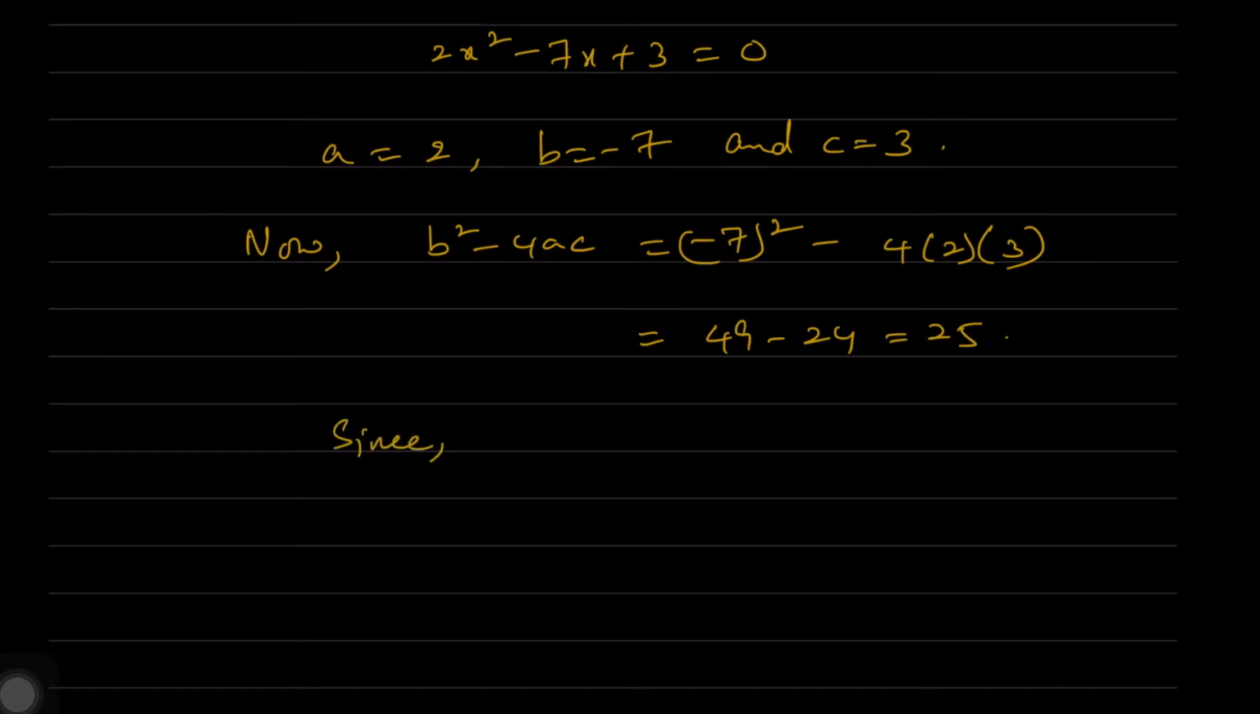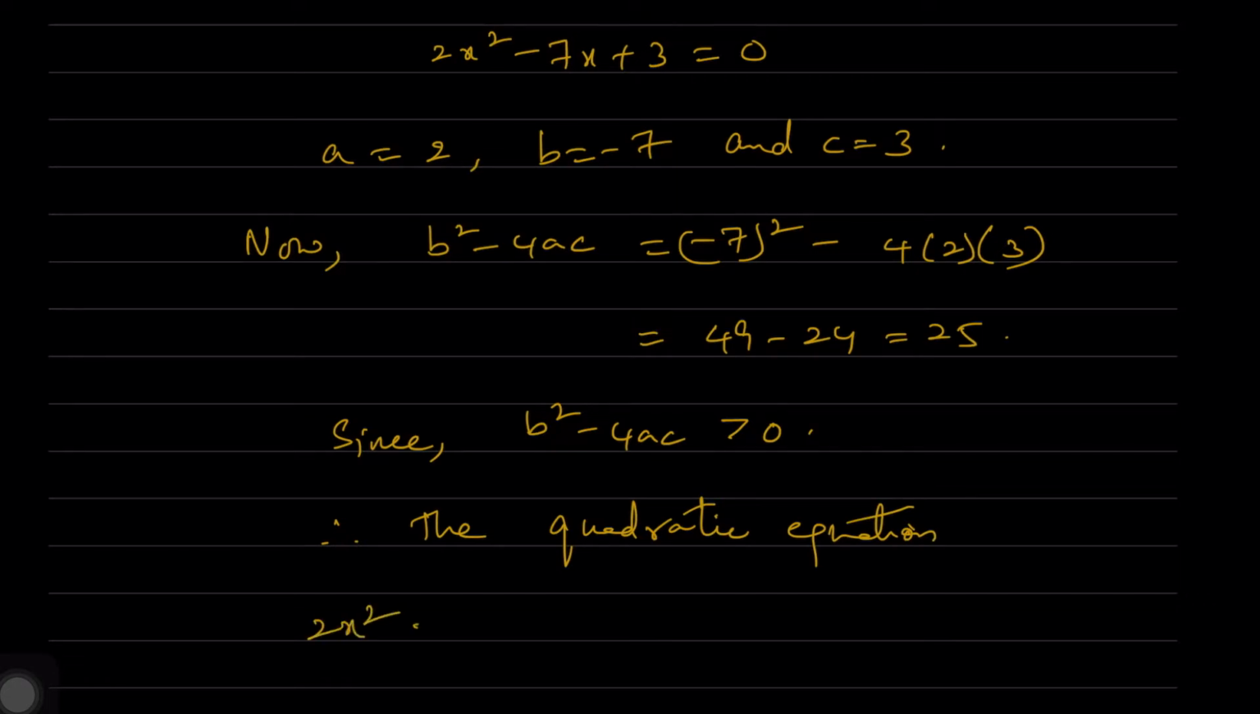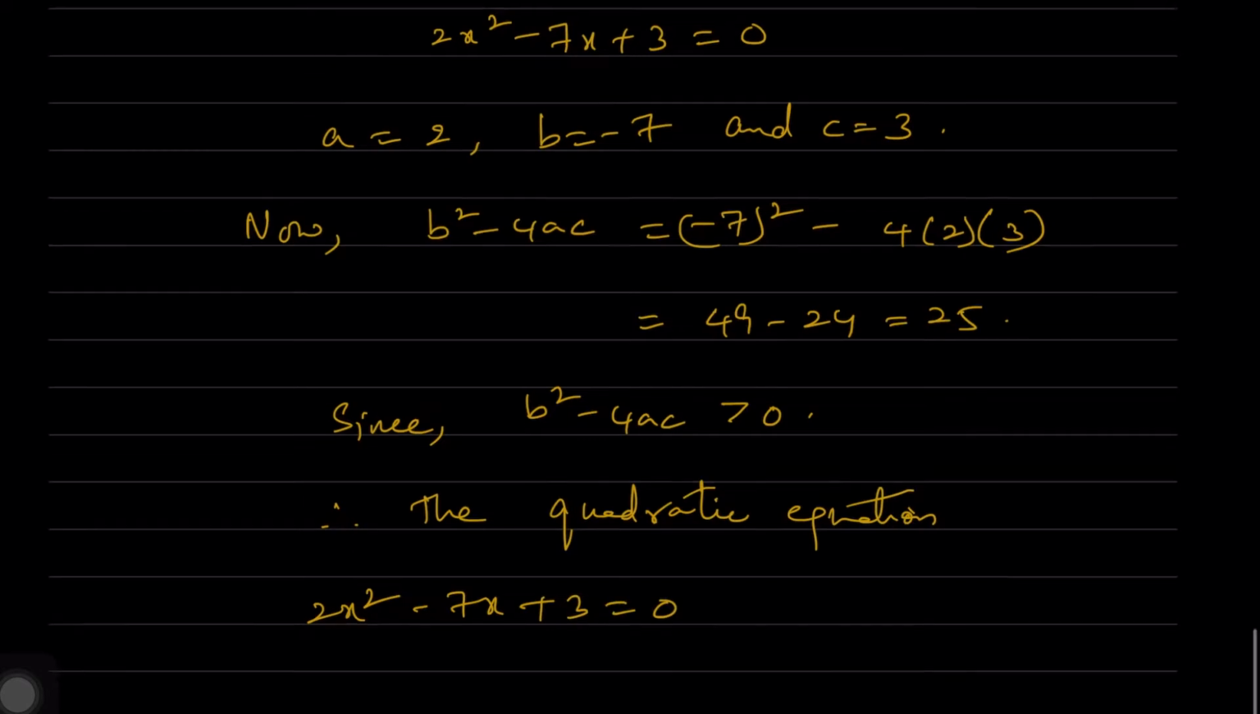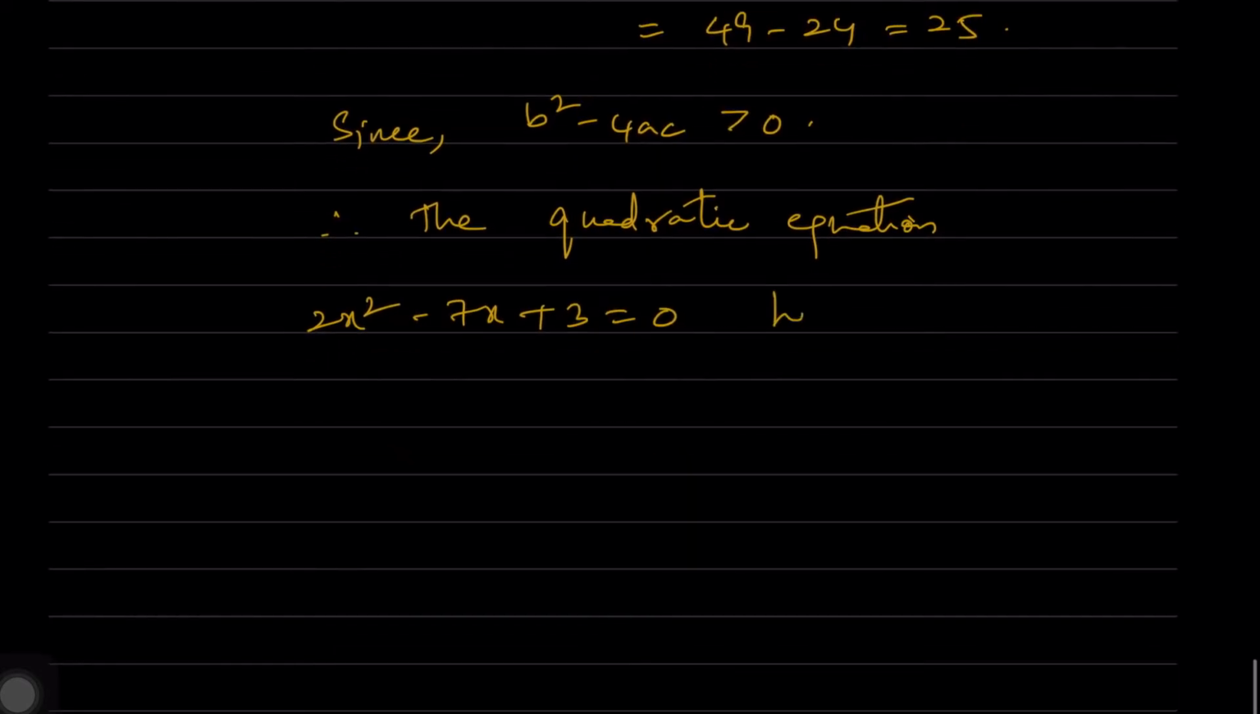Since b square minus 4ac is greater than 0, therefore the quadratic equation 2x square minus 7x plus 3 is equal to 0 has distinct roots, that is alpha and beta.